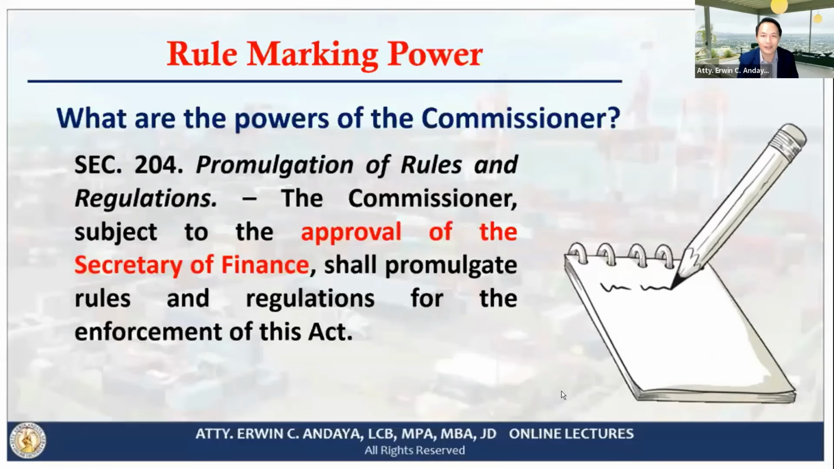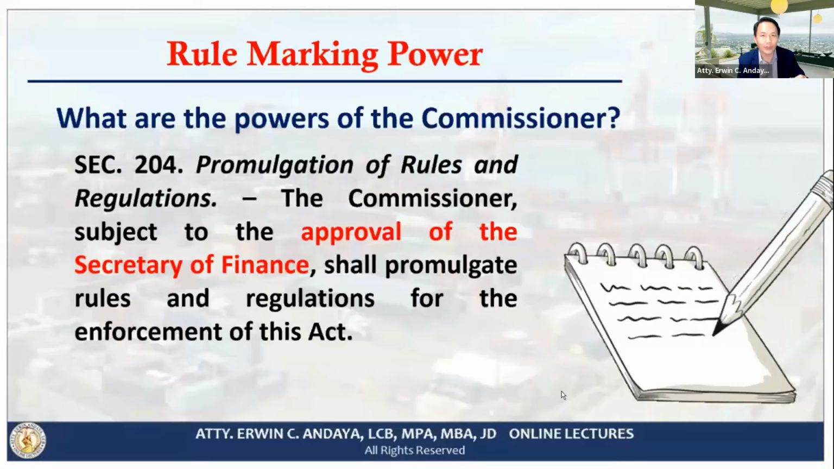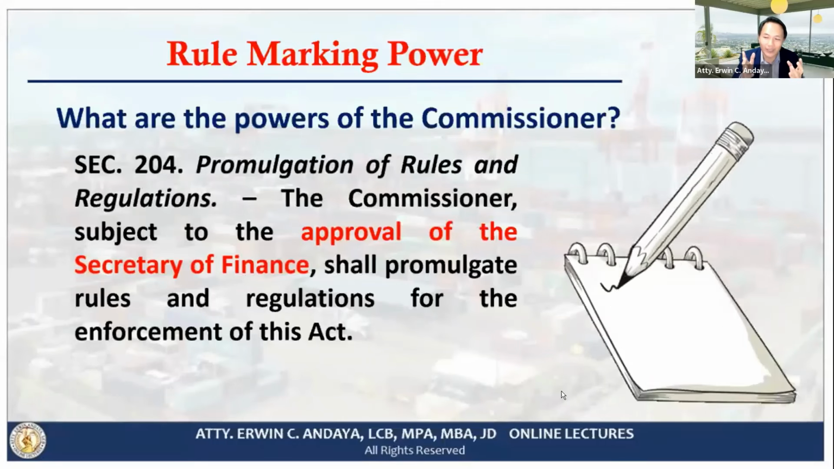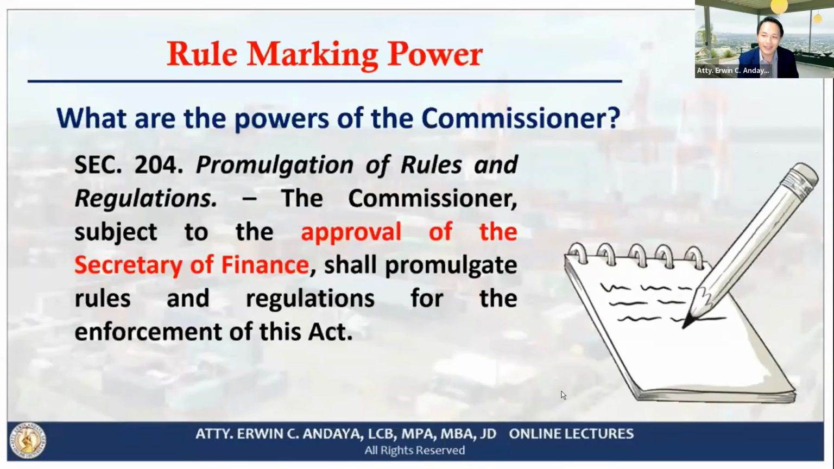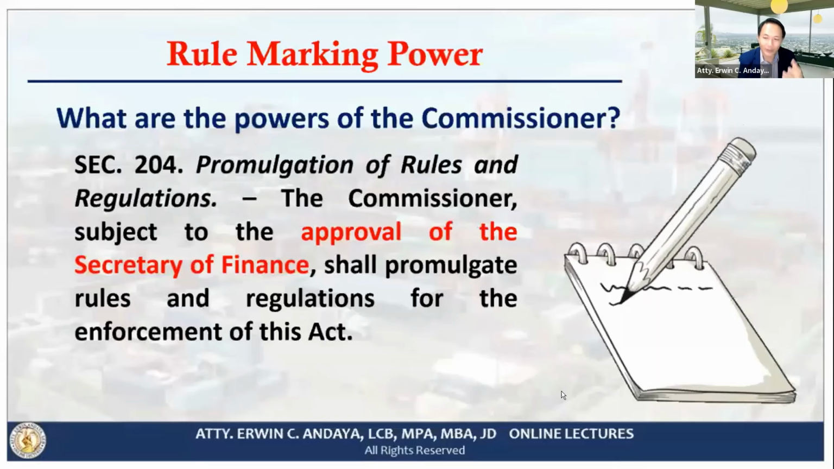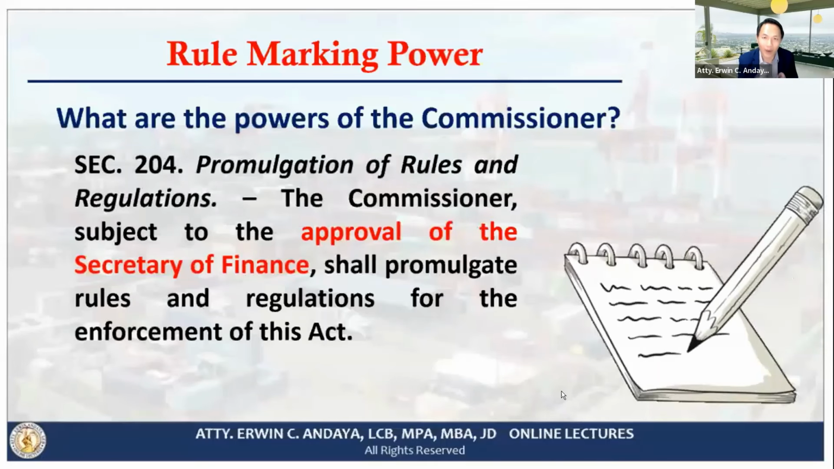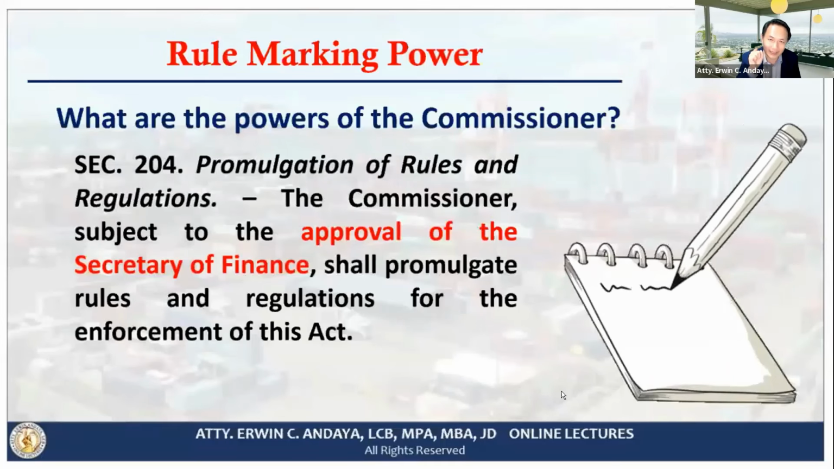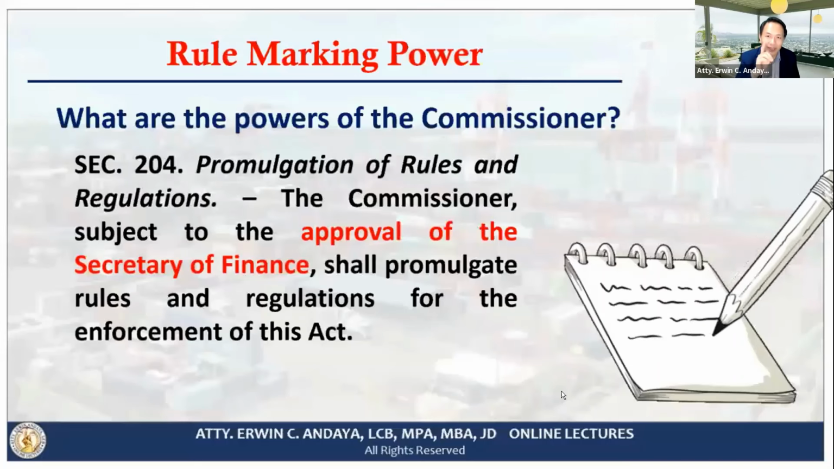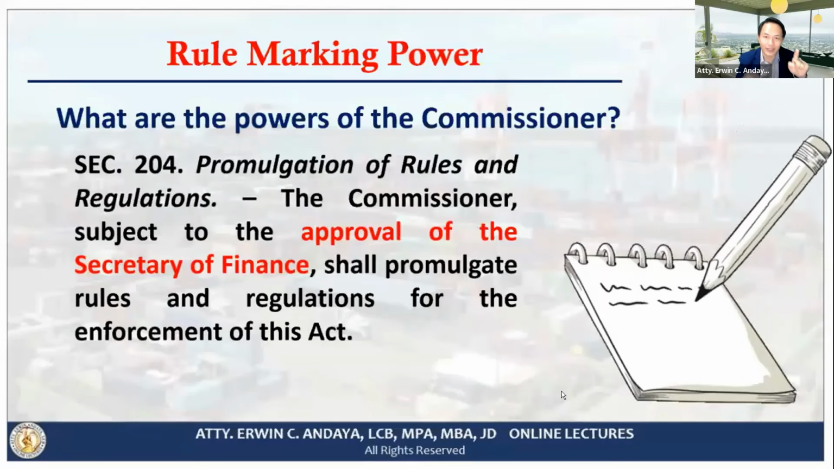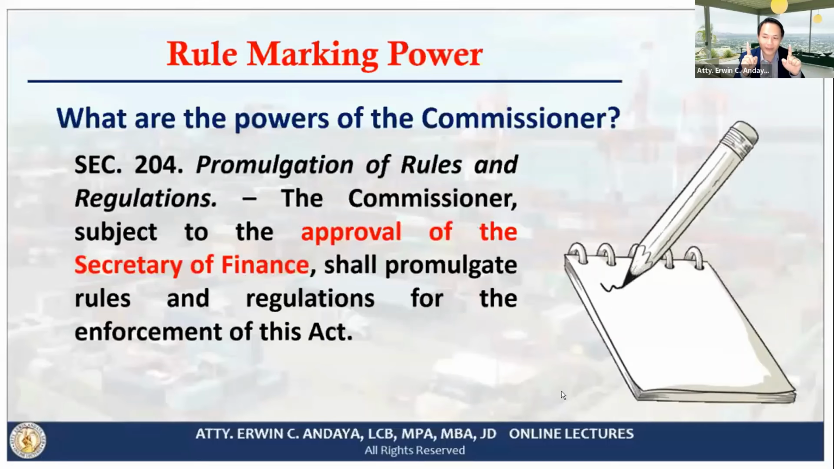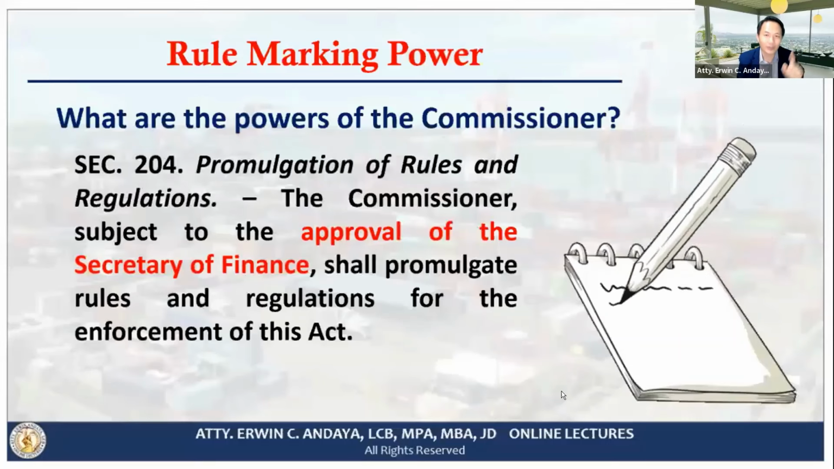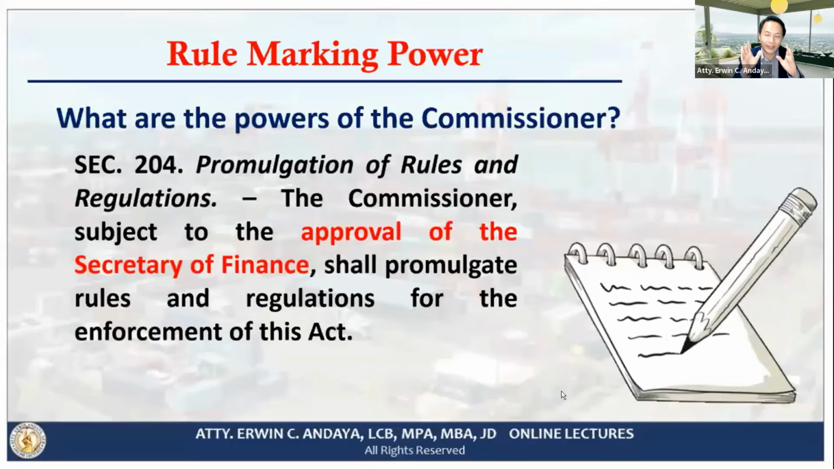Kaya meron nagtanong sa akin, Sir, paano kung may conflict between a Customs Administrative Order and a Customs Memorandum Order? Ano yung susundin, sir? Ang sagot ko, Customs Administrative Order will prevail. Why? Bakit, sir? Kasi nga, under Section 204, yung rules and regulations na ini-issue ni Commissioner of Customs must be approved by the Secretary of Finance. Now, between the CAO and the CMO, alin yung approved ni Secretary of Finance? Si Customs Administrative Order. So, si Customs Administrative Order complies with Section 204 and should prevail over the CMO.